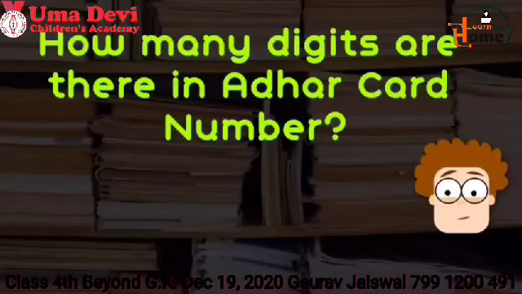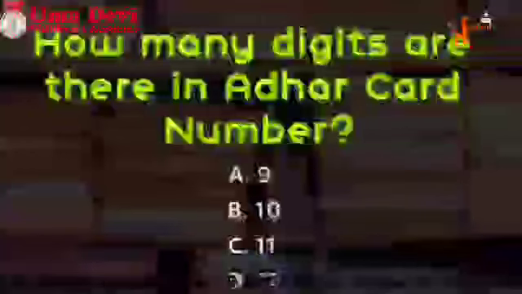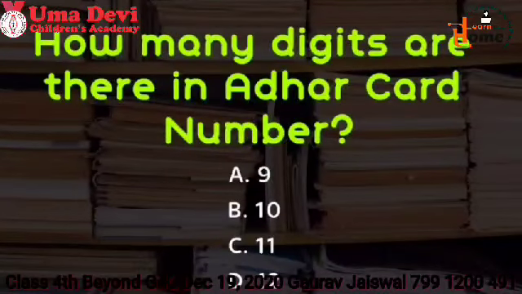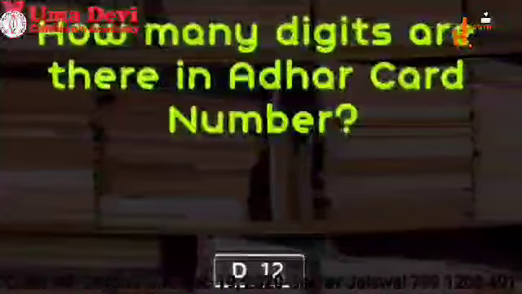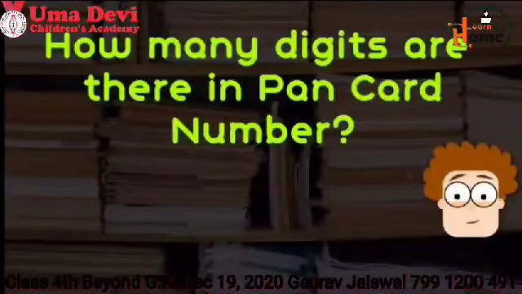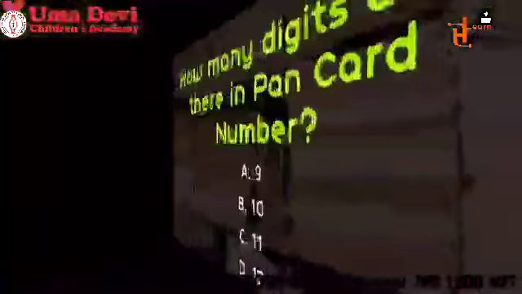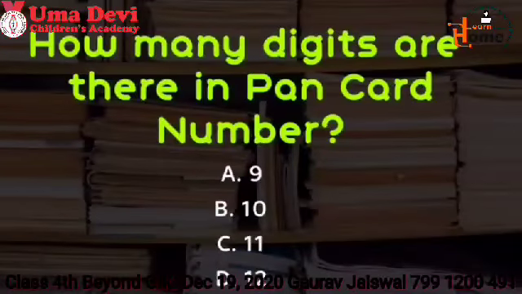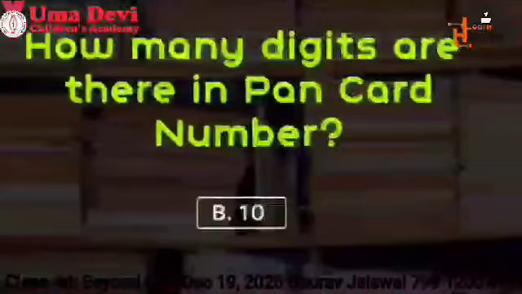Question number 1. How many digits are there in Aadhaar card number? And the options are A 9, B 10, C 11 or D 12. I am giving you 3 seconds for this. 3, 2, 1. Yes, the correct answer is 12. Question number 2. How many digits are there in PAN card? The options are A 9, B 10, C 11. The correct answer is 10.